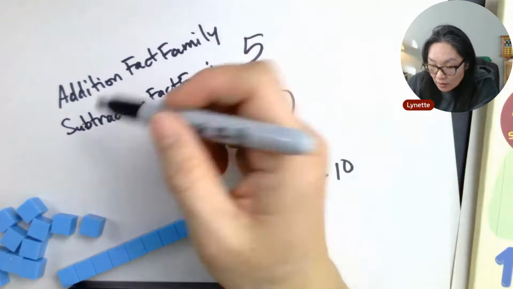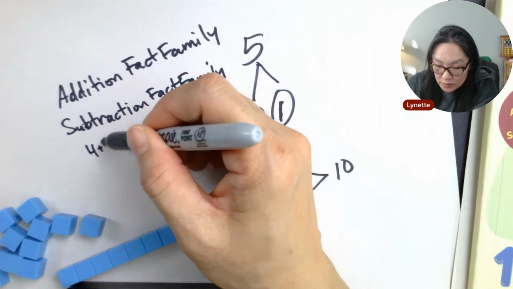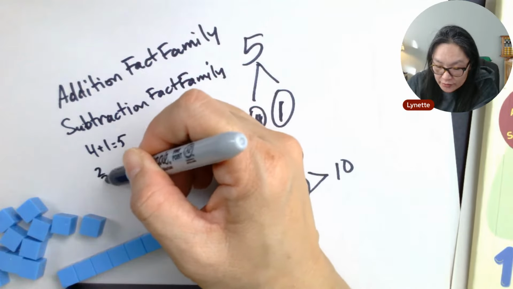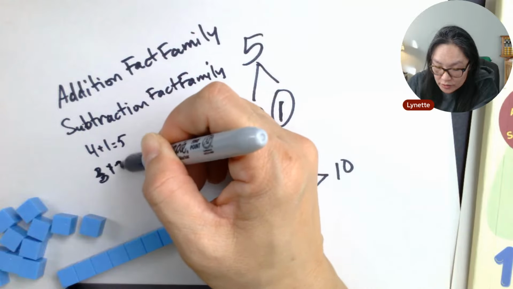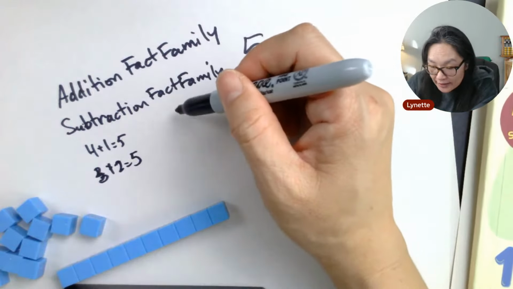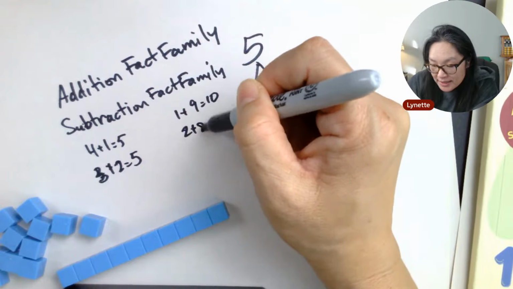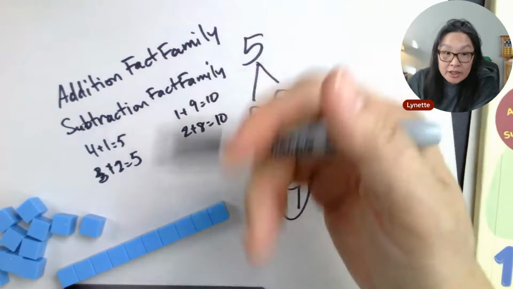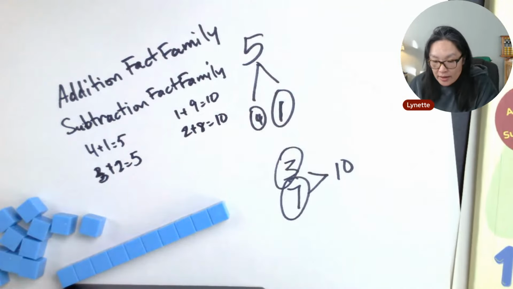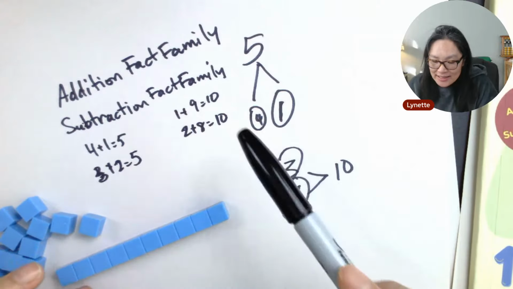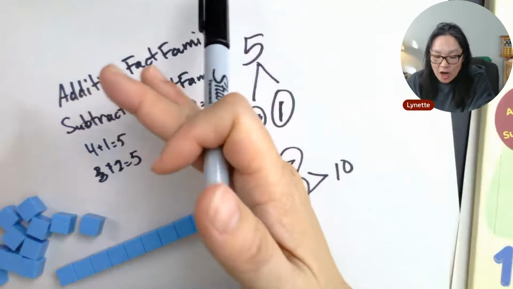So the fact families are what? 4 plus 1 is equal to 5, right? 3 plus 2 is equal to 5. And then the other fact family is 1 plus 9 is equal to 10, and then 2 plus 8 is equal to 10, and so forth. But see, the interesting thing is they stop right there.